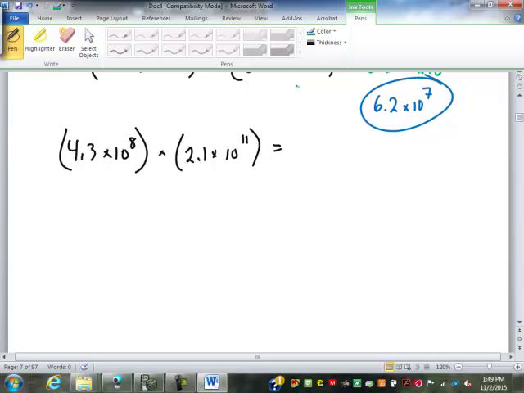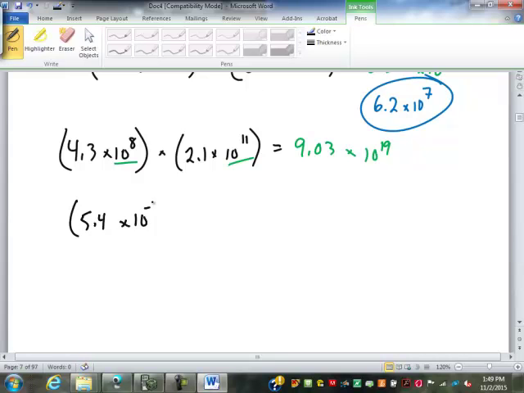4.3 times 2.1, which is 9.03. But we also multiply the names. This is why we did all that with variables and powers of 10. What's 10 to the 8th times 10 to the 11th? 10 to the 19th. When we multiply, we add the powers. Now, of course, it doesn't stay that simple.